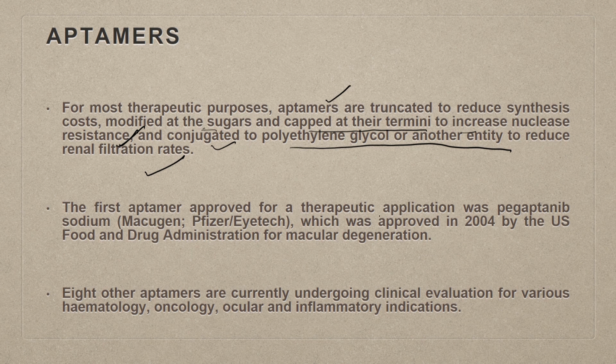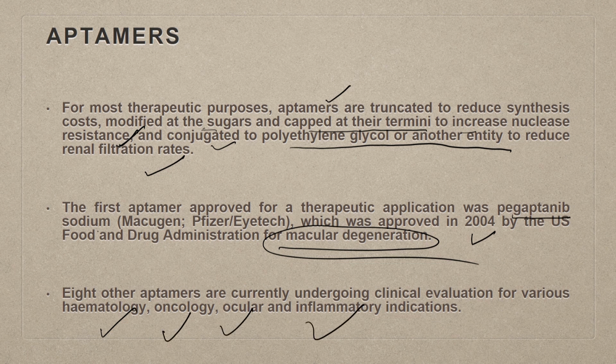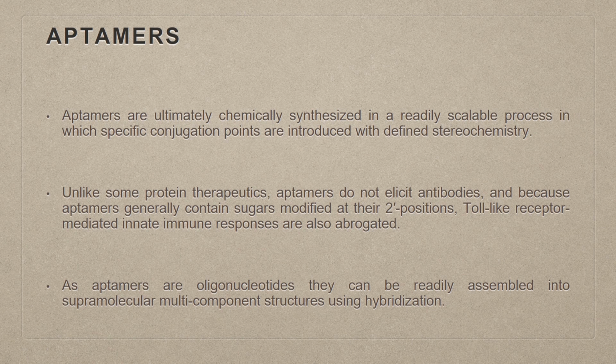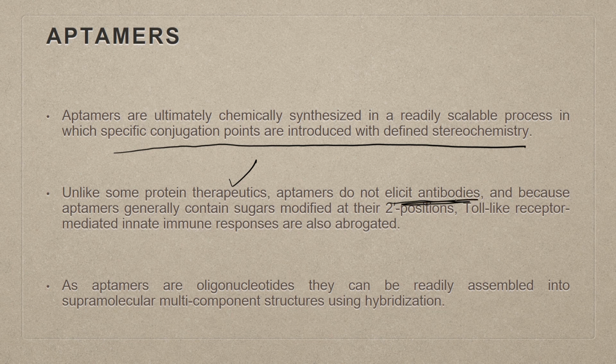The first aptamer approved for therapeutic application was pegaptanib sodium, which was approved in the year 2004 by the US Food and Drug Administration for macular degeneration. This is the first aptamer which has been approved. Eight other aptamers are currently undergoing clinical evaluation for various hematology, oncology, ocular and inflammatory indications. Aptamers are ultimately chemically synthesized in a readily scalable process, in which specific conjugation points are introduced into the defined stereochemistry. Unlike some protein therapeutics, aptamers do not elicit antibodies.